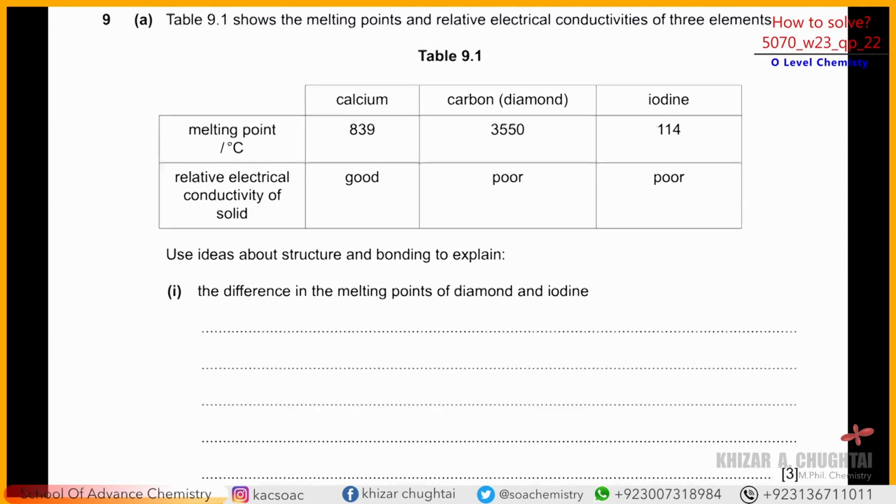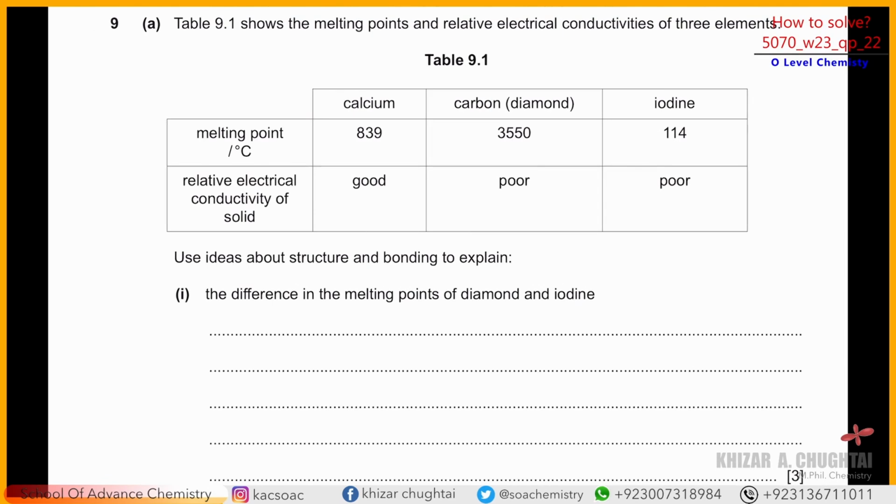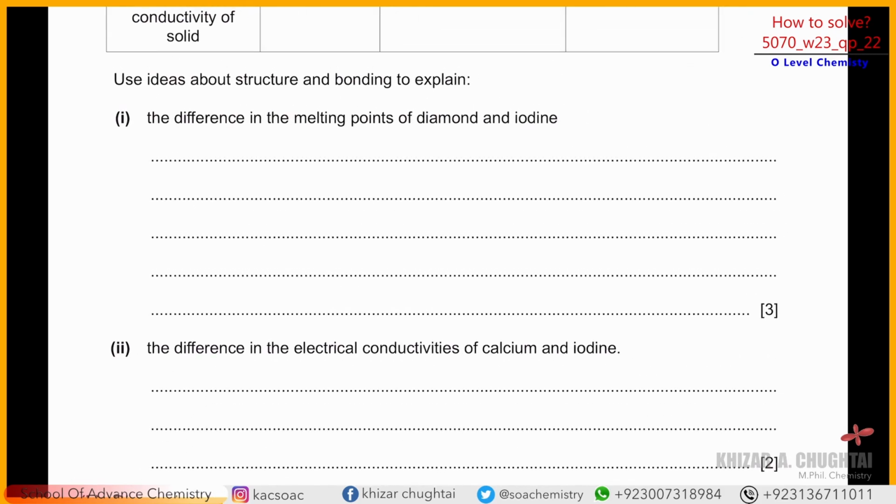Now come toward the next question. Next question is question number 9. A. Table 9.1 shows melting point and relative electrical conductivities of three elements: calcium, carbon as diamond, and iodine. Relative electrical conductivity of the solid: calcium is good, diamond is a poor conductor of electricity, and iodine is also poor. What is the question? Use ideas about structure and bonding to explain the difference between the melting points.